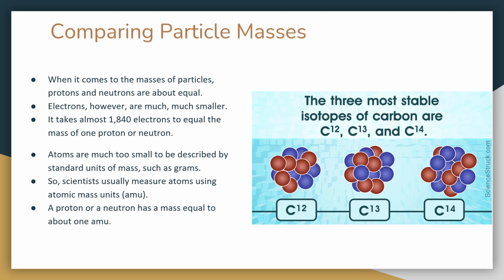Comparing particle masses. So when it comes to the masses of particles, protons and neutrons are about equal. Electrons, however, are much, much smaller. It takes almost 1,840 electrons to equal the mass of one proton or neutron. Atoms are much too small to be described by standard units of mass, such as grams. So scientists usually measure atoms using atomic mass units, or AMUs. A proton or a neutron has a mass equal to about 1 AMU.